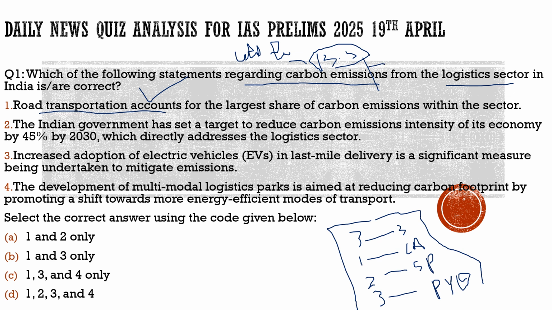Approximately 88% of this emission comes from the road sector. What does it come from? It comes from road transportation. 88% of the emissions from the logistics sector comes from road transportation. The rest comes from airways, waterways or railways. But the majority of the emission comes from the road sector, which is 88%.